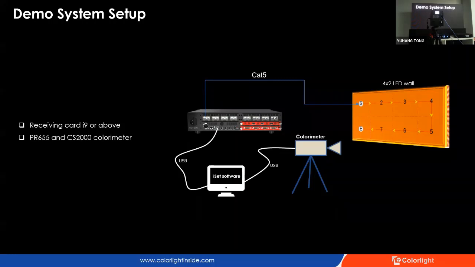Please be noted that only i9 or certain versions of i6 receiving cards support color adjustment. The iSet software is currently only compatible with the color meters PR655 and CS2000, but we're open to integrating more color meter models into our software.